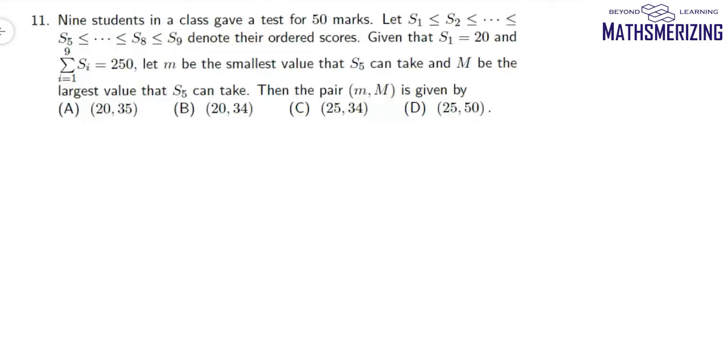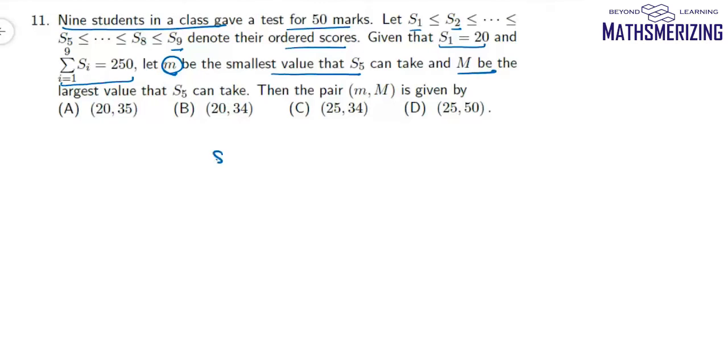Now in question number 11 it says there are 9 students in a class and they gave a test for 50 marks. Let S1 less than or equal to S2 less than or equal to ... S9 denote their ordered scores. Now it is given that S1 is 20 and the sum of all marks is 250. Let small m be the smallest value that S5 can take and capital M be the largest value that S5 can take. We'll need to find the values of small m and capital M.